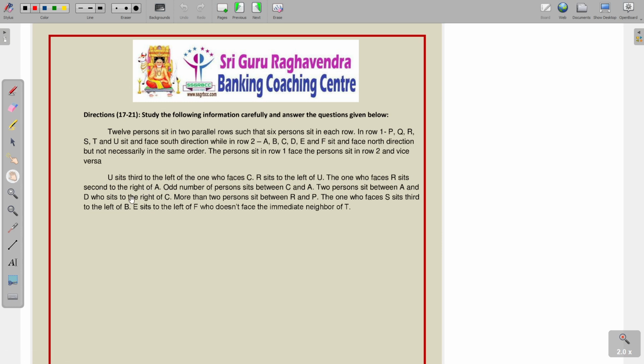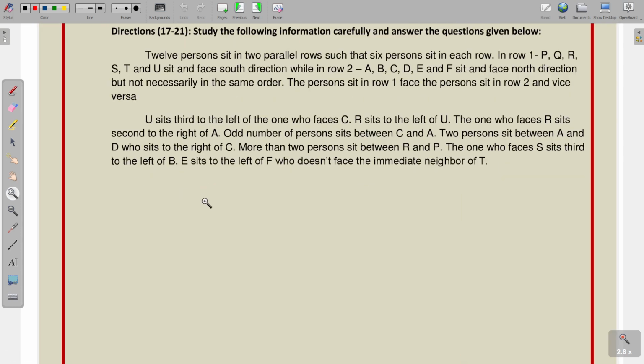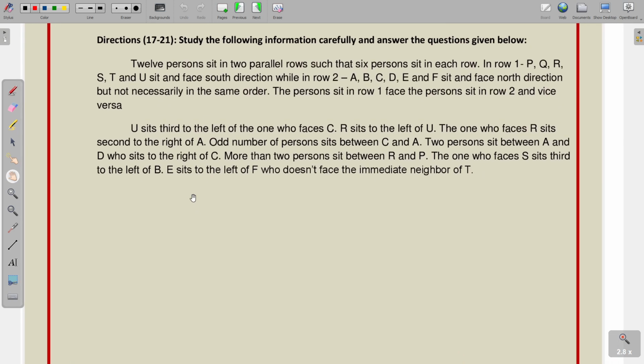17 to 21. Twelve persons sit in 2 parallel rows such that 6 persons sit in each row. In row 1, P, Q, R, S, T, U, V sit and face south direction. Row 2, A, B, C, D, E, F sit and face north direction, but not necessarily in the same order.